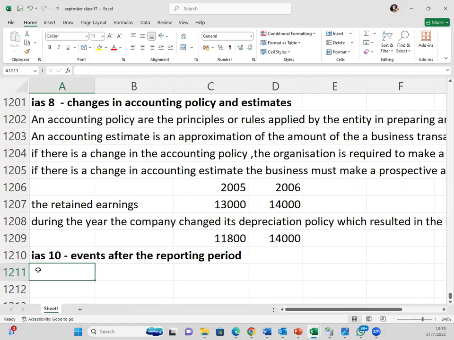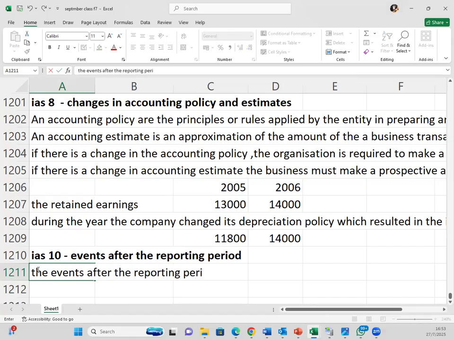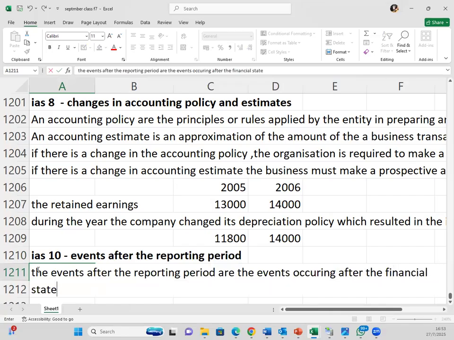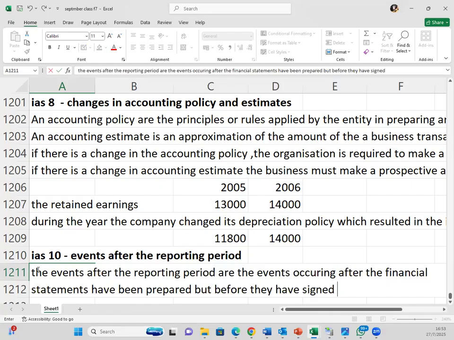So the events after the reporting period are the events occurring after the financial statements have been prepared, but before they have been signed by the auditors.